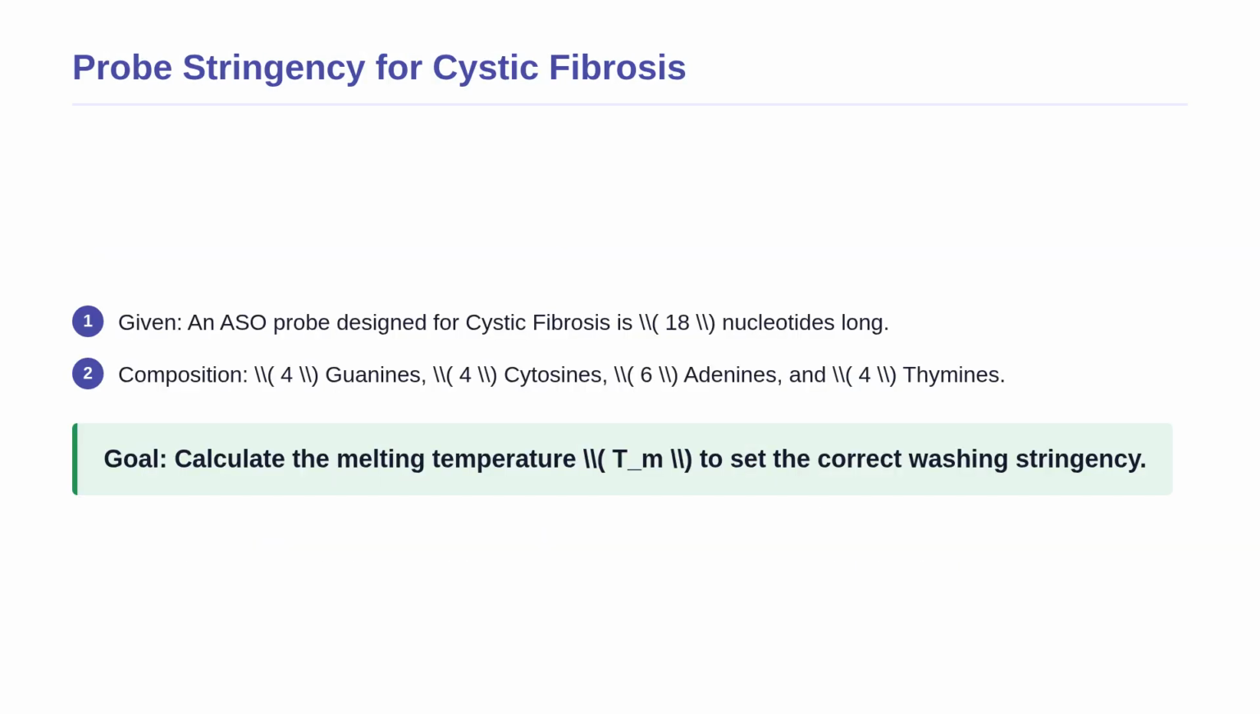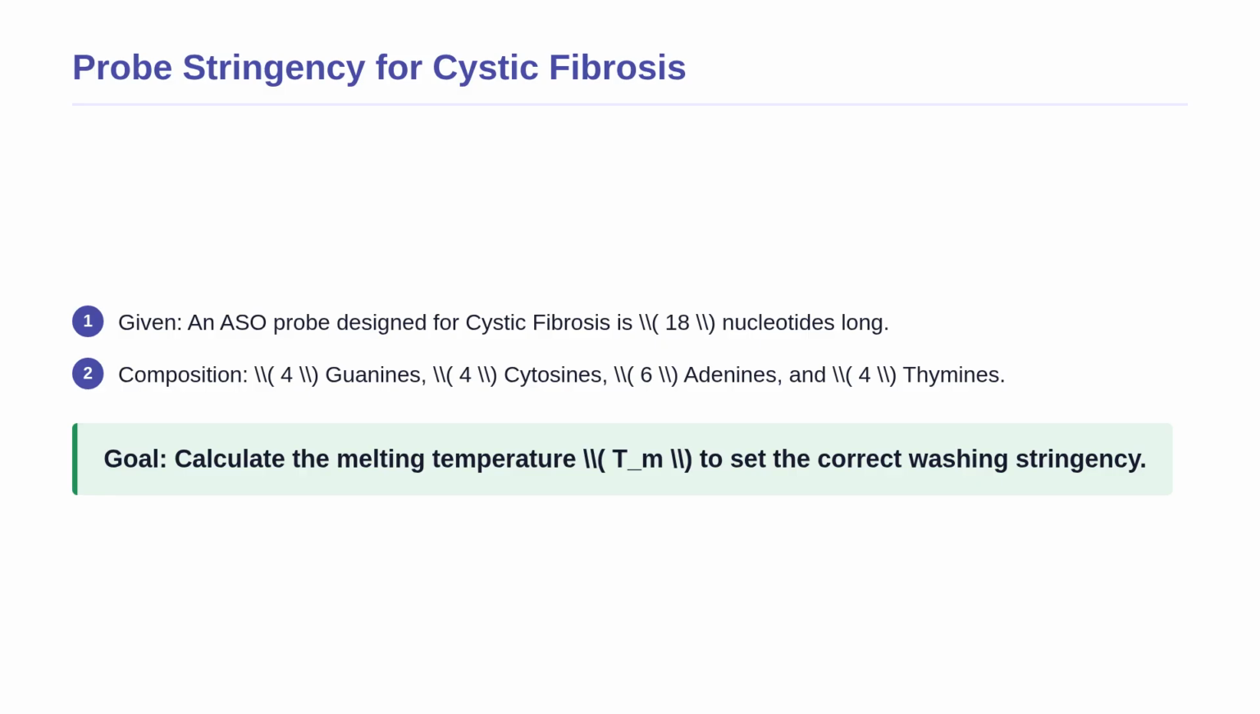This formula we just saw leads us to an important practical application. A scientist designs an ASO probe to detect the delta F508 mutation in cystic fibrosis. We're given that the designed probe is 18 nucleotides long and contains 4 guanines, 4 cytosines, 6 adenines, and 4 thymines. We're asked to calculate the melting temperature to set the correct washing stringency for the dot blot.